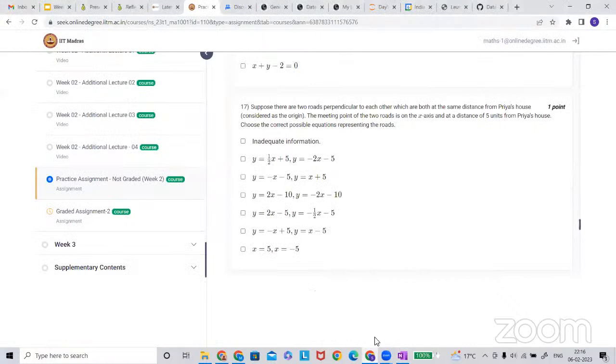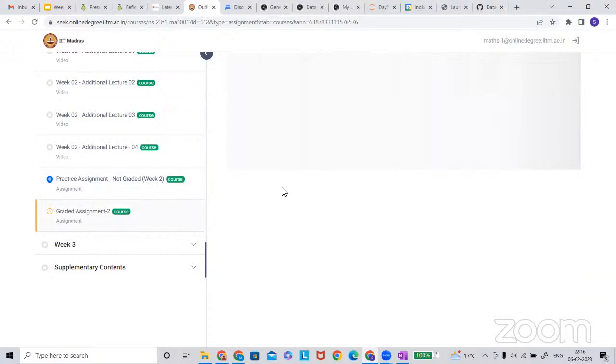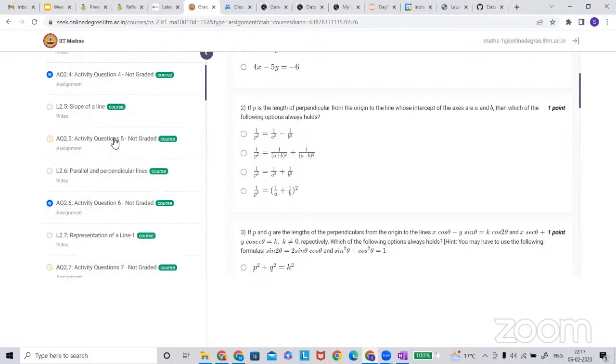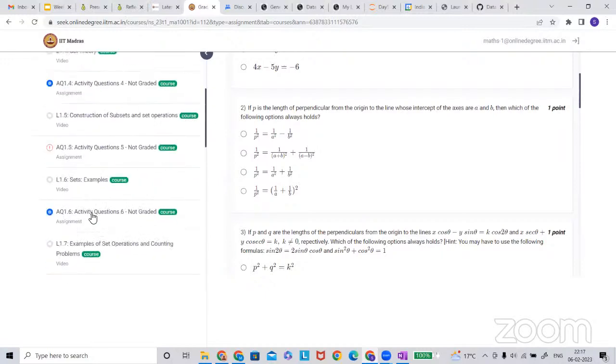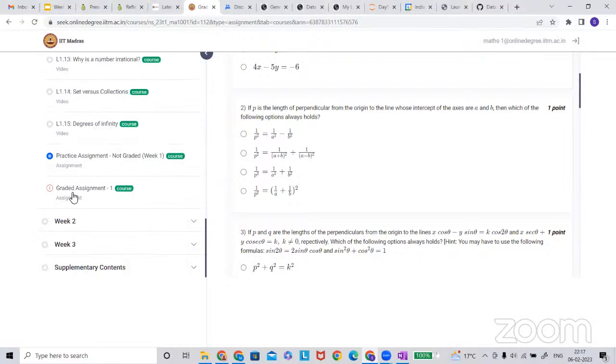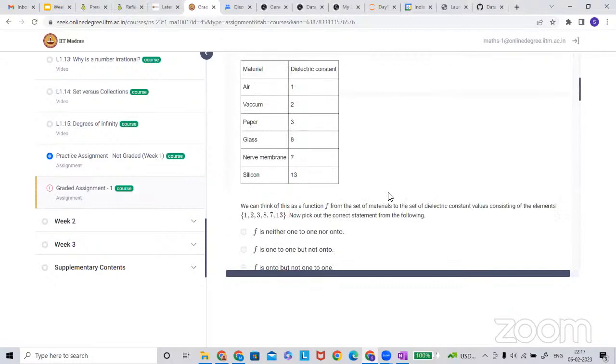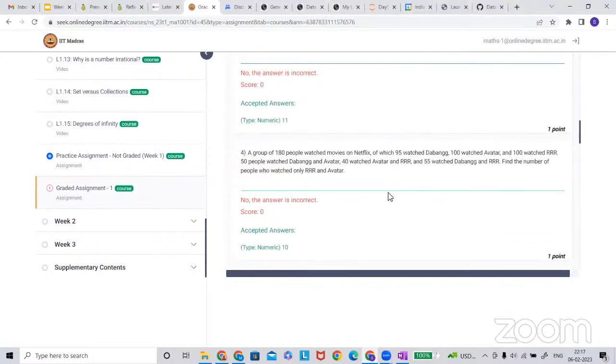Okay, so shall we close the session now? Sir, I have a doubt. Okay, what's your doubt? Sir, it's from the week 1 graded assignment, question number 5 and question number 9. Question number 5. Okay, this is week 2. The solution will be uploaded soon, by tomorrow afternoon or evening. Question number 5. Yes, sir. Okay, the next one.